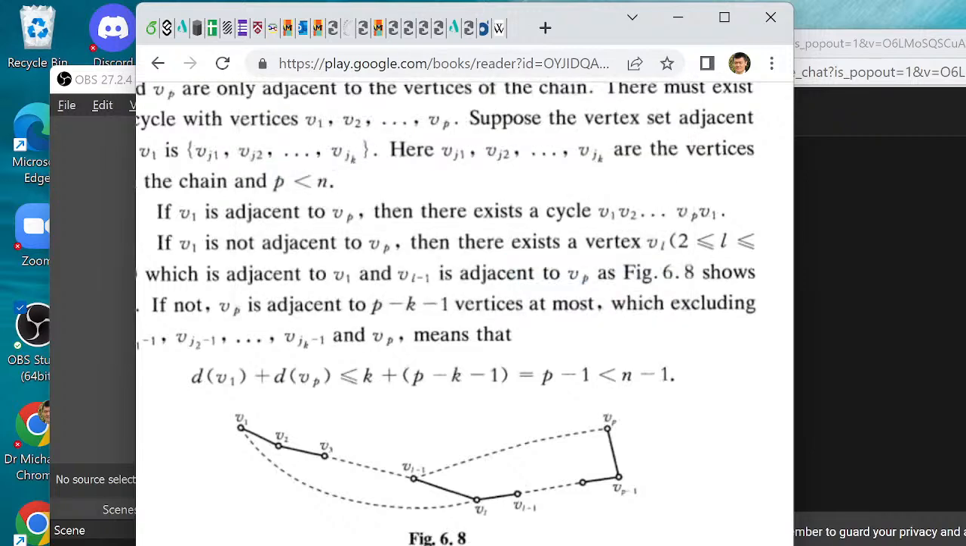Jeez, what is wrong with this book? If it's not adjacent, I don't want to reload it at the moment because I don't want to waste too much time.